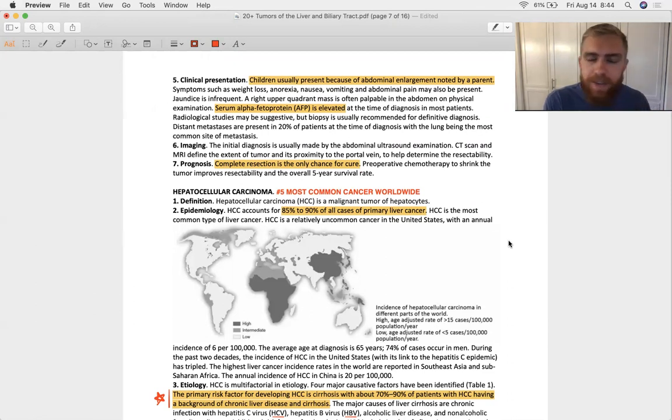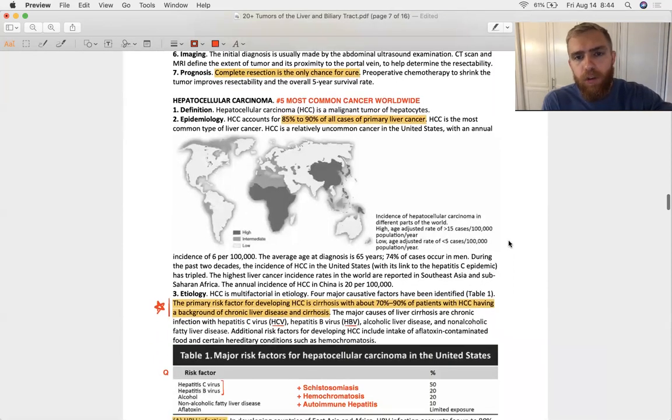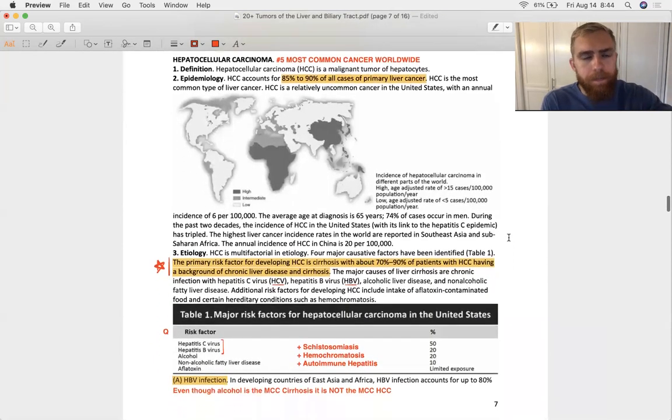Hepatoblastoma, again, it's a pediatric tumor, high serum alpha fetoprotein, and you've just got to take this tumor straight out. So that's the one that happens in kids. Okay, now the centerpiece of this SDL is hepatocellular carcinoma. It's the 5th most common cancer worldwide, and it's the majority of primary liver cancers.